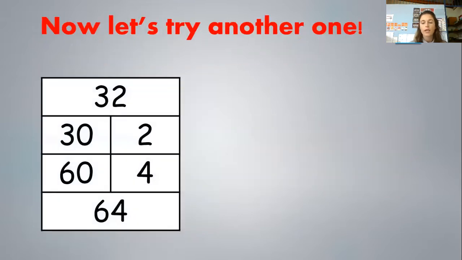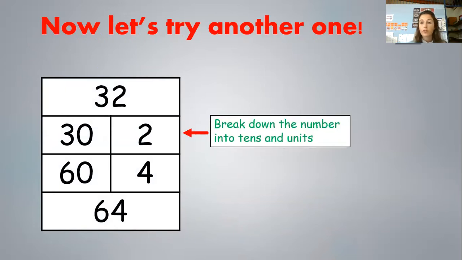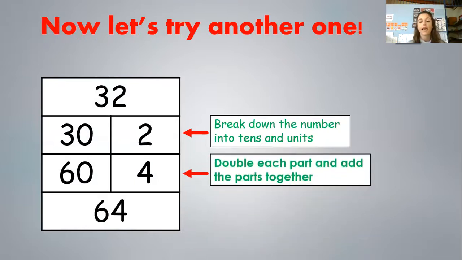Let's try another one. There we've got the number 32. So we're going to break 32 up into its different parts. So we're using place value first, okay? Let's look at the first step. We are going to break 32 up into a 30 and a 2. And then we will double each part. So let's look at doubling 30. We know that double 3 is 6. So double 30 is 60. And double 2 is 4. And then we know to plus 60 and 4, which equals 64.